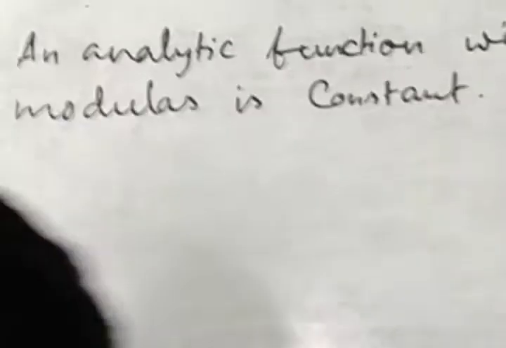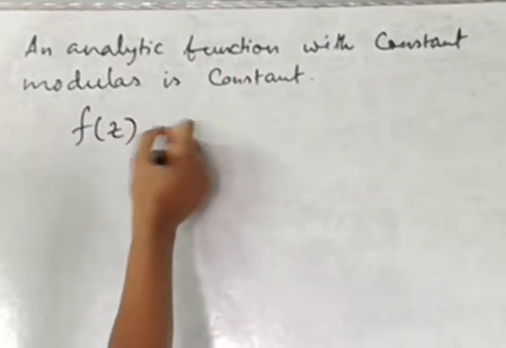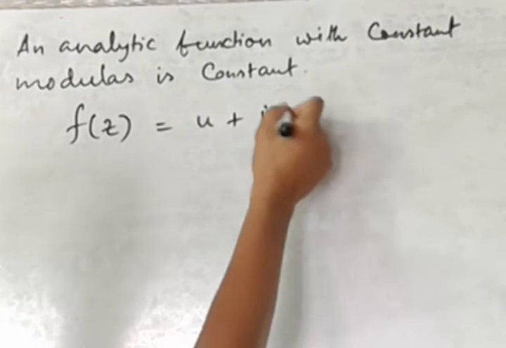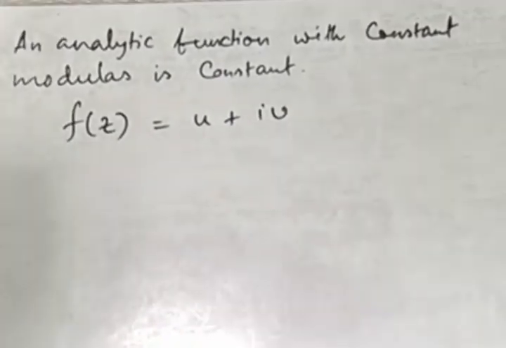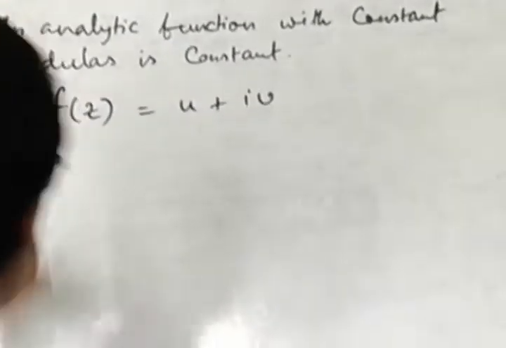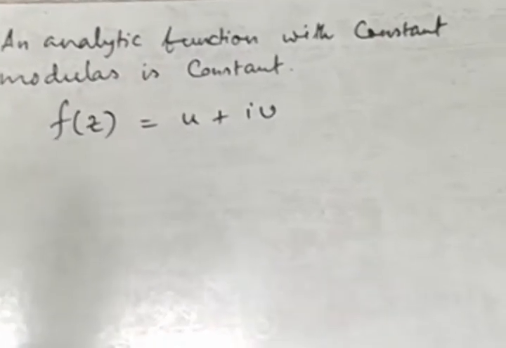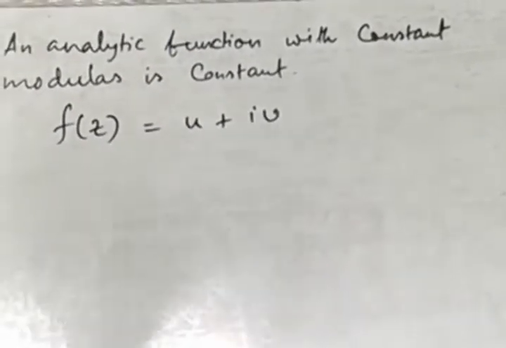Firstly, let us consider a complex function f(z), which can be expressed as f(z) = u + iv, where u is the real part and v is the imaginary part. u is a function of x and y, and v is a function of x and y as well. So this is the complex function we considered at the onset.